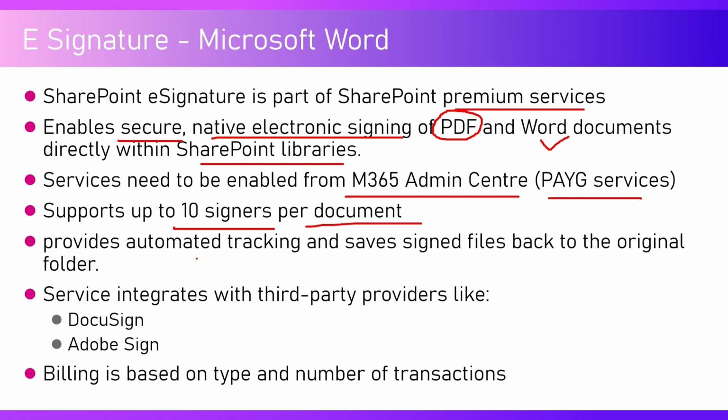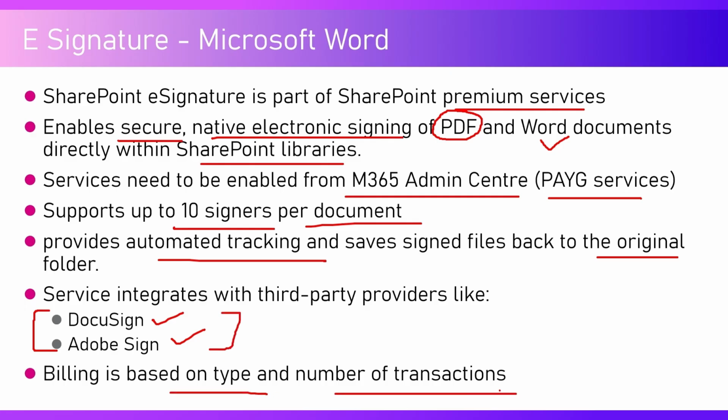It provides automated tracking and it saves the signed files back to the original folder. So you get all the tracking: what happened with the document, which life cycle it went through, who signed the document, who accepted the document, who declined the document. All this information will be tracked. The service integrates with third party providers like DocuSign or Adobe Sign if required. So, if you don't want to use Microsoft SharePoint e-signature, then you have an option to use the third party services as well. The billing is based on the type and the number of transactions.